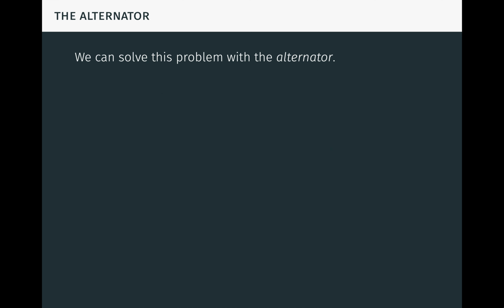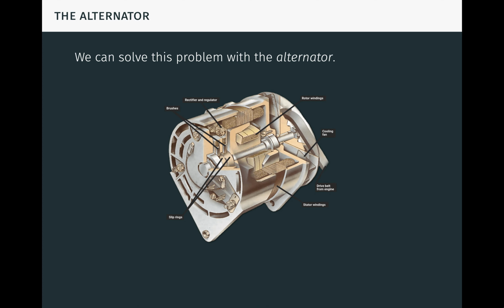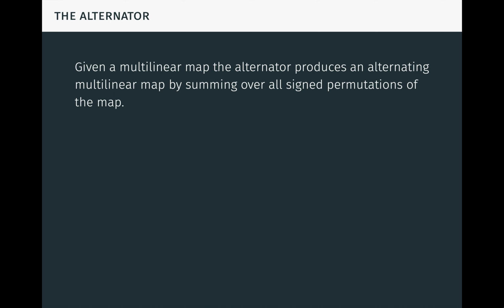Luckily, we can solve this problem in a standard way using the alternator. Not that one. Given a multilinear map, the alternator produces an alternating multilinear map by summing over all signed permutations of the original map. In our case with F, the resulting map D looks like this.